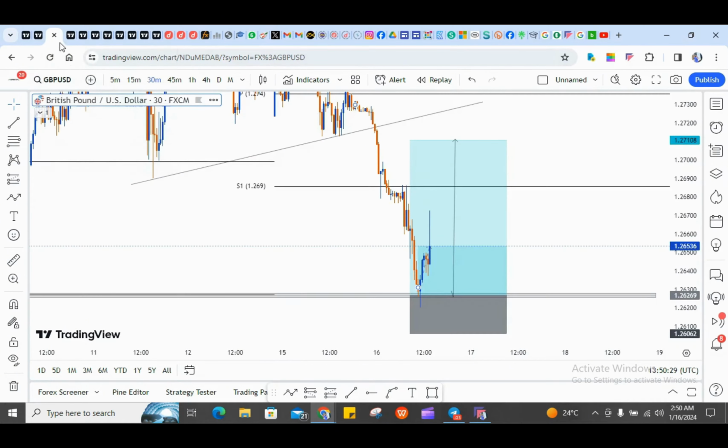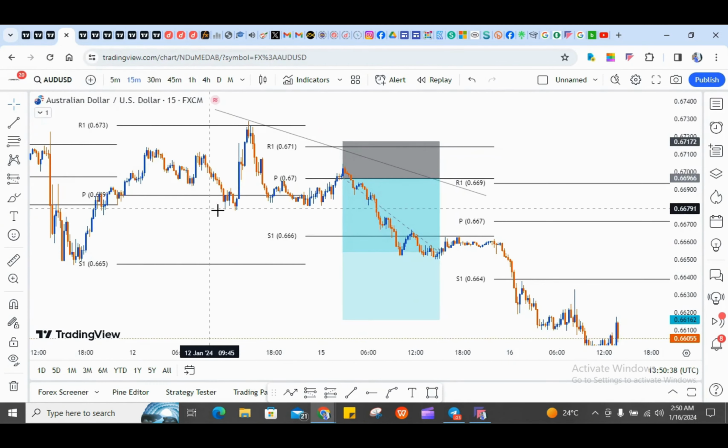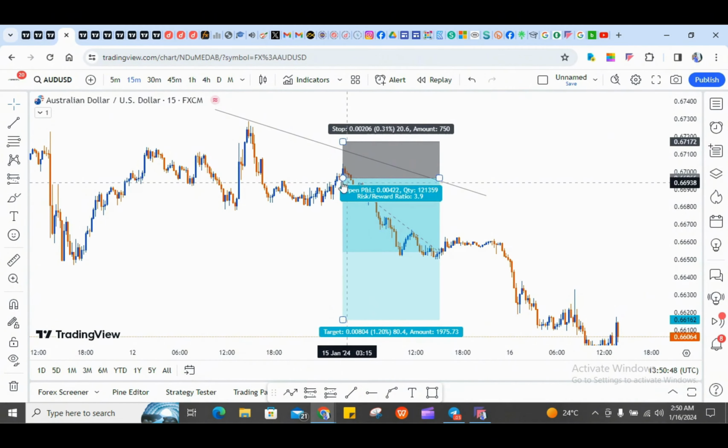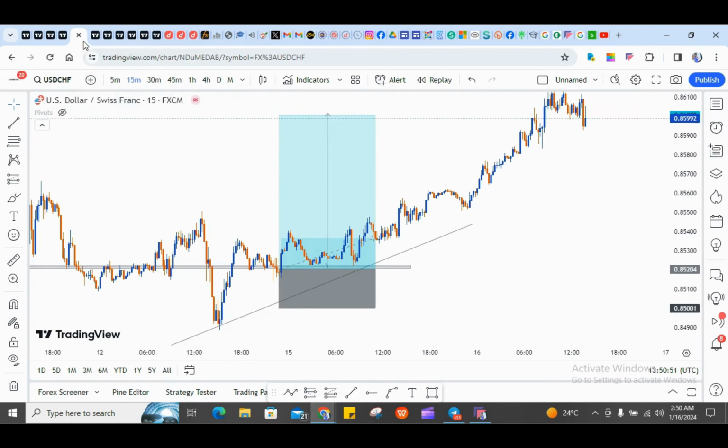Let me show you another entry again on GBP. No, I didn't use that strategy on GBPUSD, but it's still kind of the same. I will explain this later. I use the strategy here on Australian dollar and United States dollars. You can see it worked here. Let's check. I use it on USDCHF, and as you can see, it gives perfect entry.